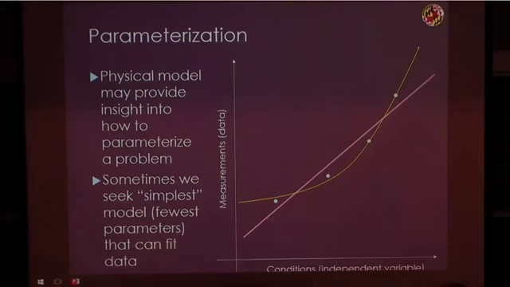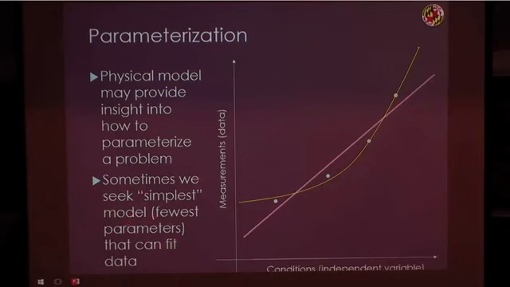However, sometimes physical insight is not enough. For example, if you ask, how does seismic velocity vary inside the Earth? You might not know at what scales it varies. I mean, from what we learned in Louise's lecture, we know that it varies on all scales. So how do you go about parameterizing a problem like that? In that situation, sometimes we resort to preferring what's called the simplest model, the one with the fewest parameters that can still fit the data.